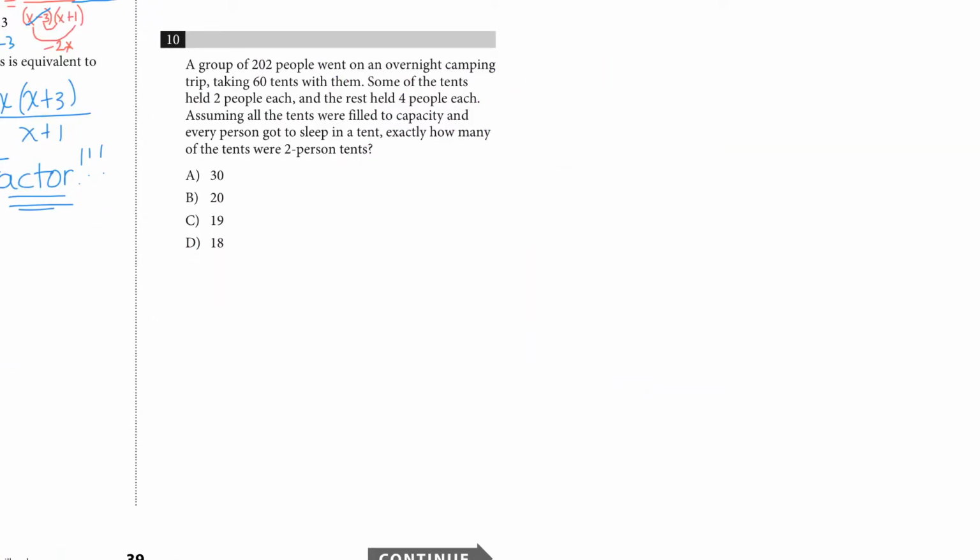Okay, problem number 10. So in this problem, we have a group of 202 people that went on an overnight trip, and there's 60 tents with them. So some of the tents can hold 2 people, and the other tents hold 4 people. So let's say that X is equal to the tents that have 2 people each, 2 people per tent. And that means that Y would be 4 people per tent.